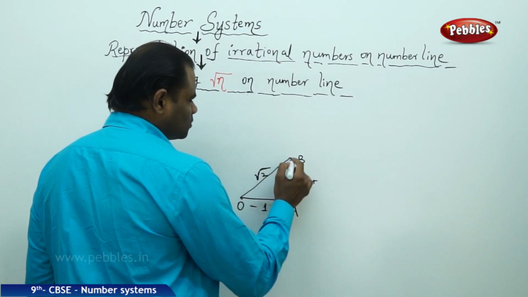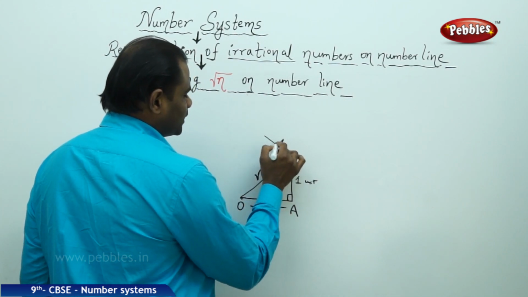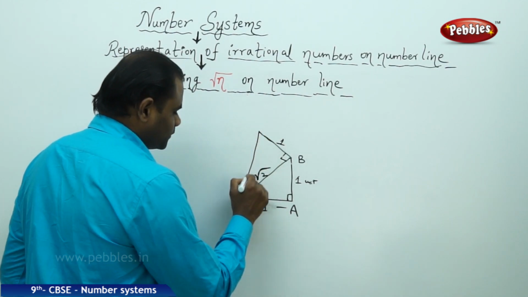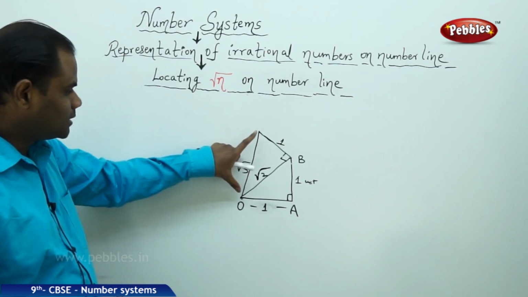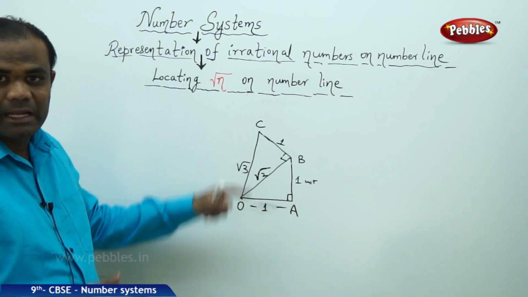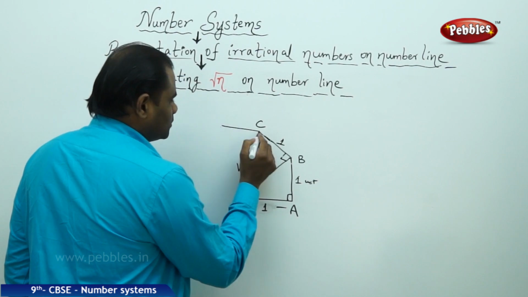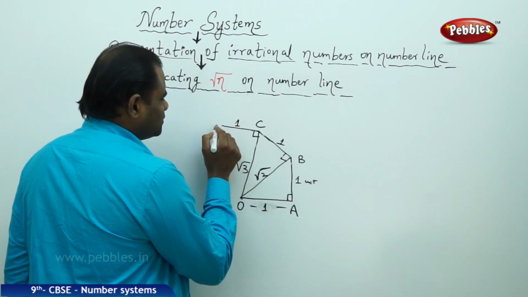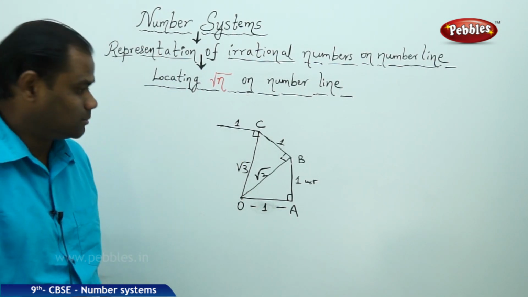Now using root 2 and the distance of 1 unit, I get this to be, again by Pythagoras theorem, root 3. Again, taking this as C, OC is root 3, and next I construct a perpendicular at C and at a distance of 1 unit, then what I join here will be root 4. Let's see how it comes.